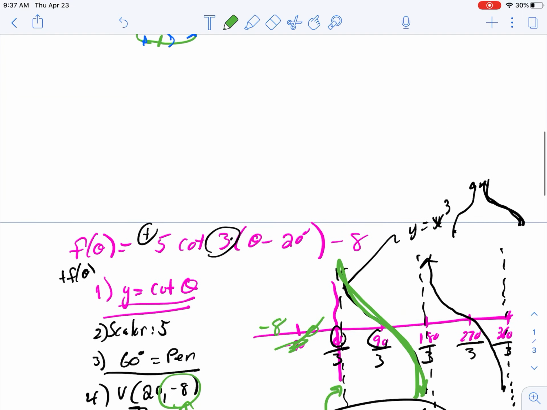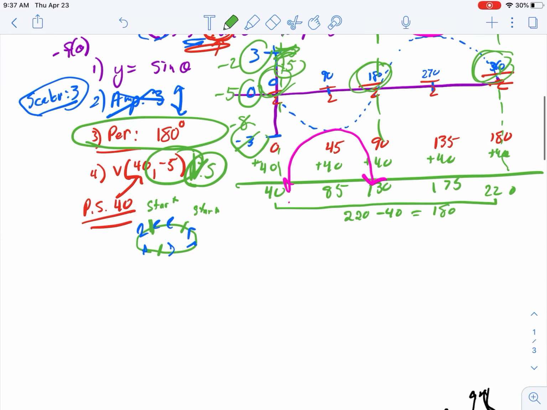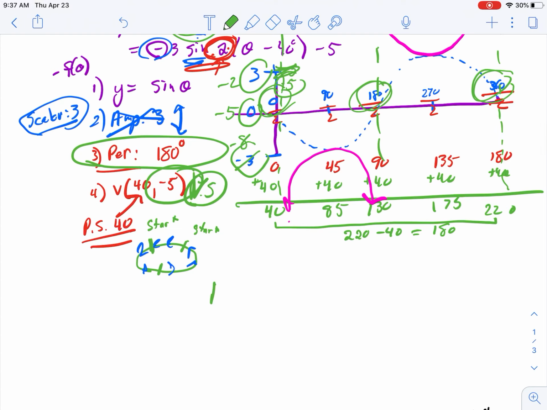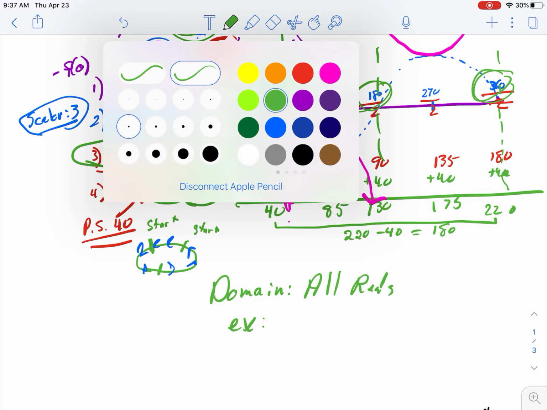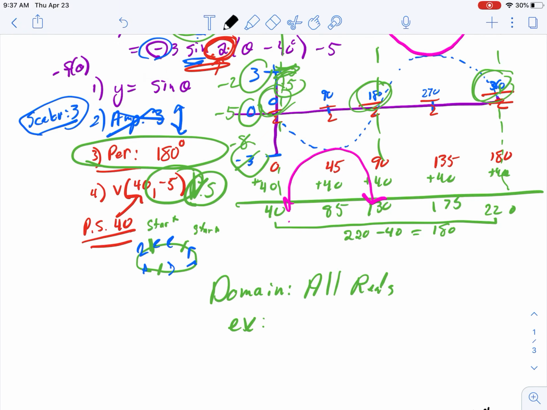All right, so now I'm going to go back, since I forgot to do domain and range on the other one. So let's come back here and talk about domain and range on this one. So I have all reals except, and the reason I have to say except is because I have asymptotes here. All right, so let's use black here. So where's my very first asymptote? Yeah, it's right here.